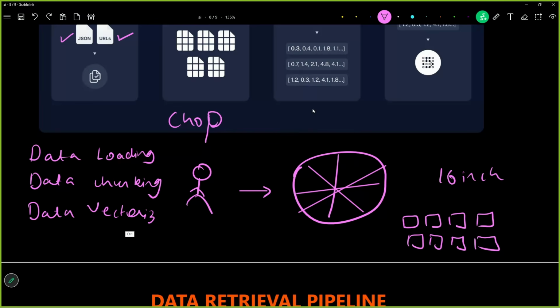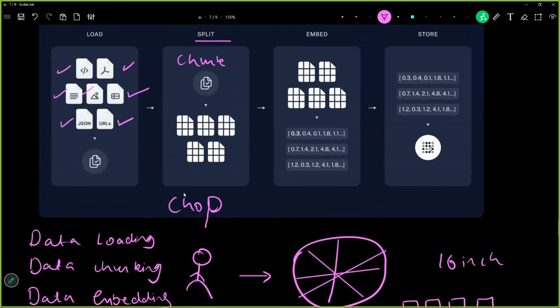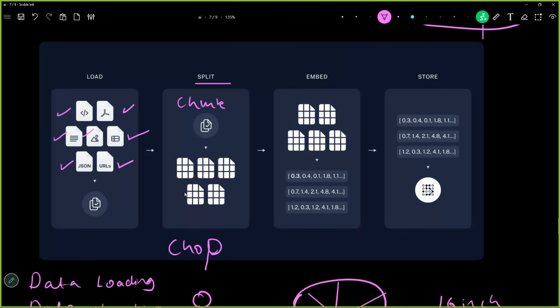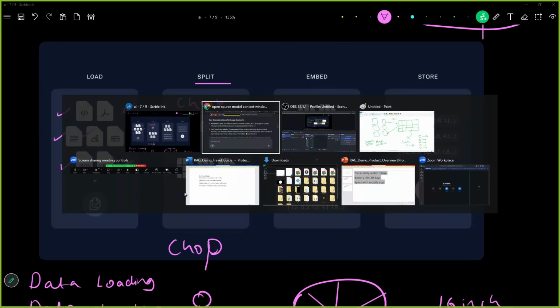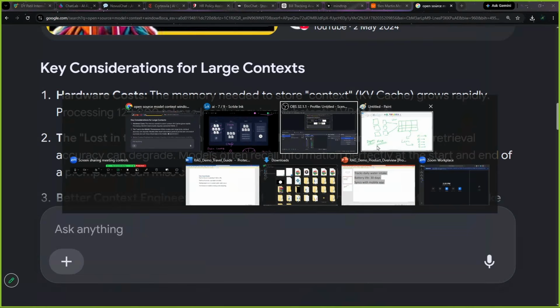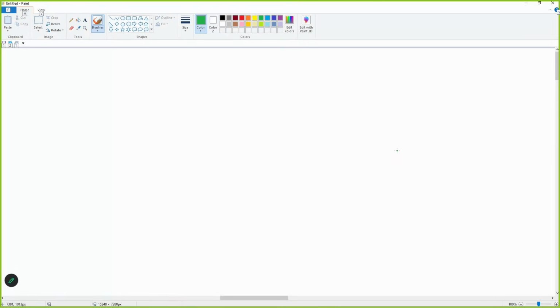So let us not directly use this term. We will use data embedding. Now what is embedding? Embedding means numerical representation of these documents. These are some documents. Let me make it simple for you now. Check this out. This is my text file.